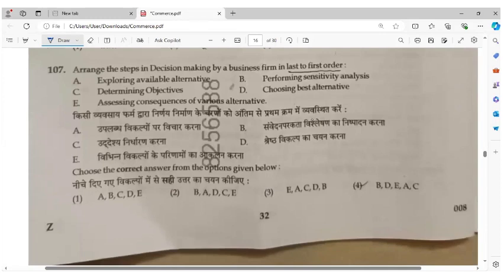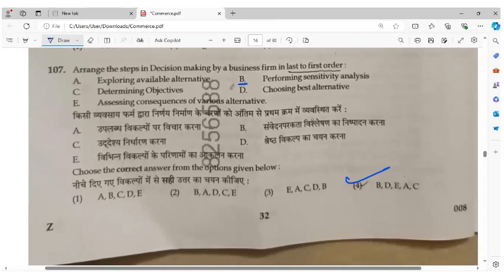Then after that, arrange the steps in decision making by the business firm in the last to first order. So many people make the mistake in this question, because they are asked from the last to first order. So option number 4 is right over here. That is B1, the performance sensitivity analysis. This is the last one.